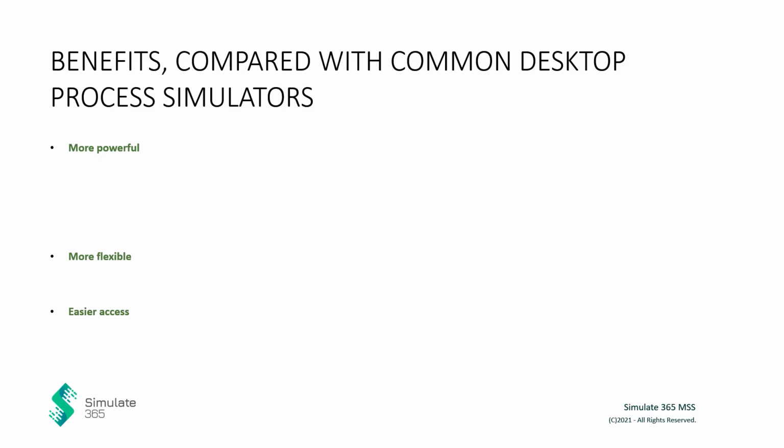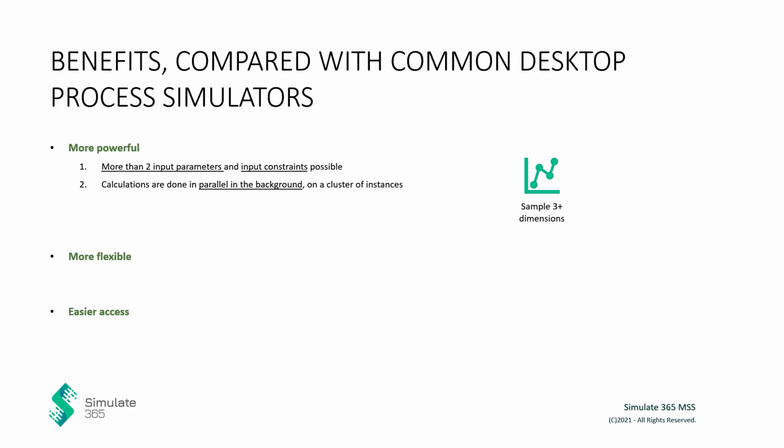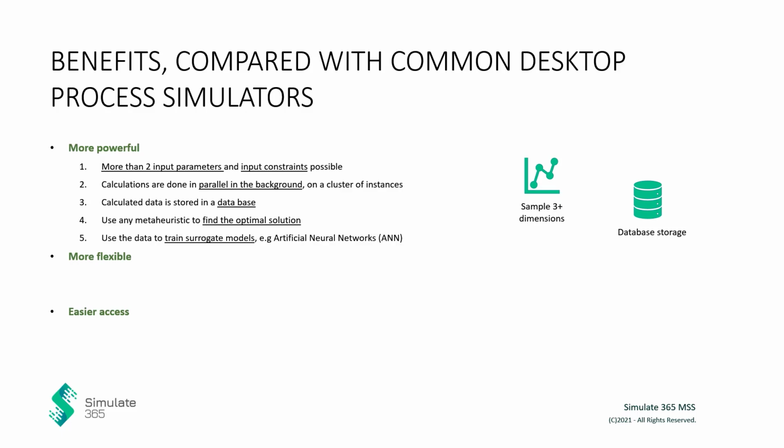Unlike common process simulators, the input space is not limited to 2 input parameters, which enables you to sample 3+ dimensions, and you can set input constraints. Your calculations are done in parallel in the background, on a cluster of instances. You can use your own, real machines to build a cluster, or purchase as many Microsoft Azure virtual machines as you need from us. Your calculated data is stored in a database. You can use any meta-heuristic to find the optimal solution to your optimization problem, or use the data to train surrogate models, for example an artificial neural network.